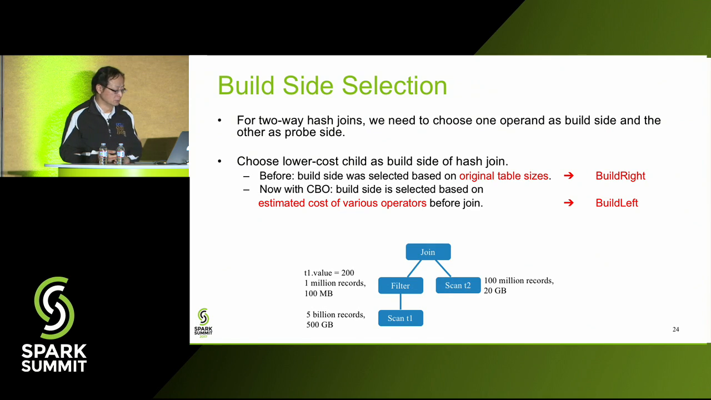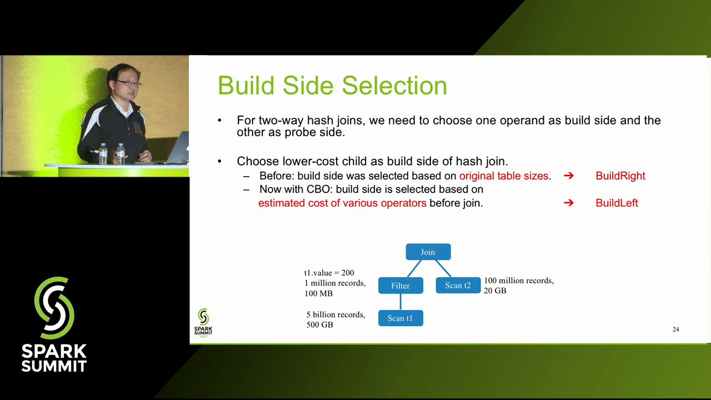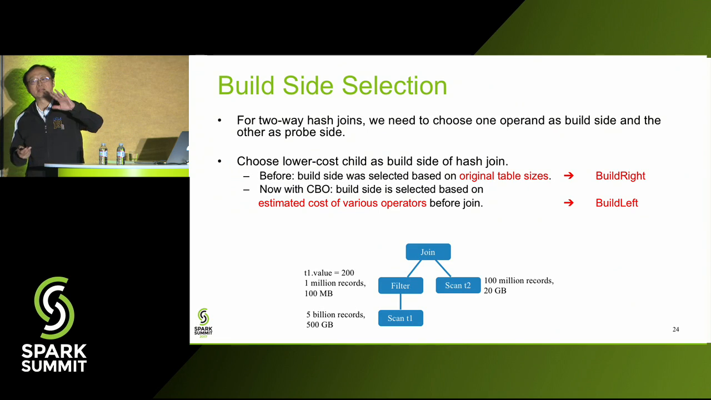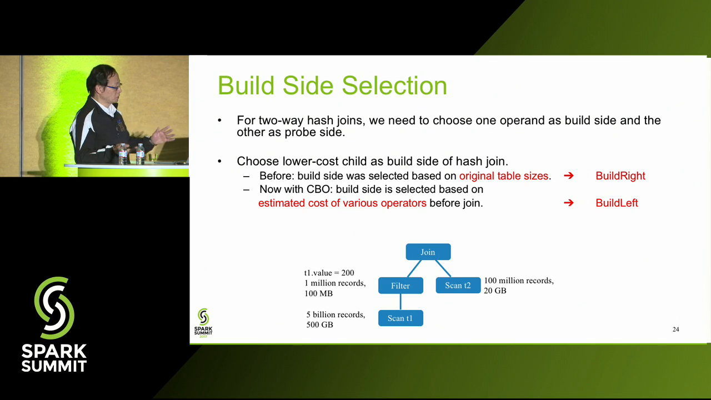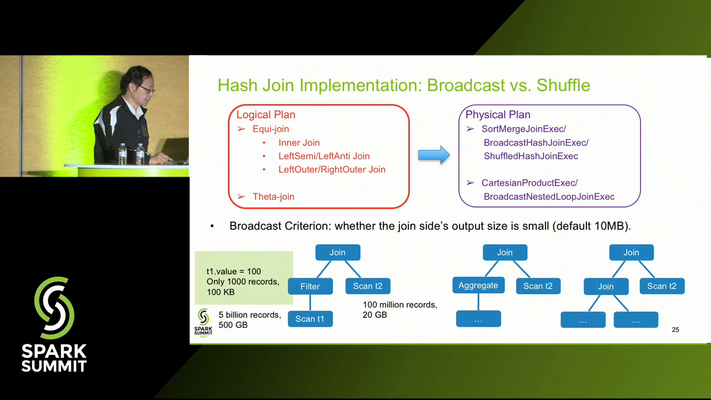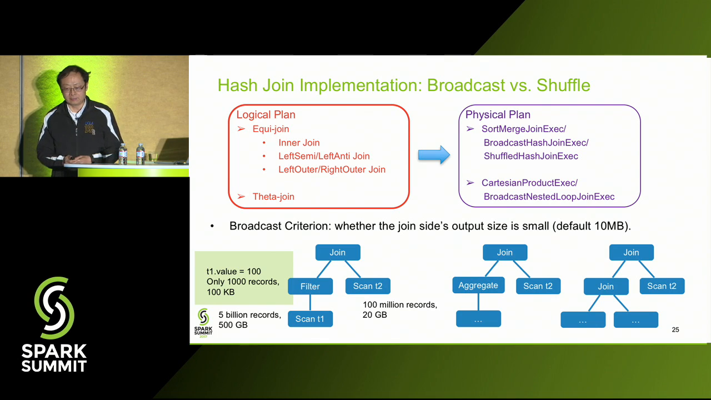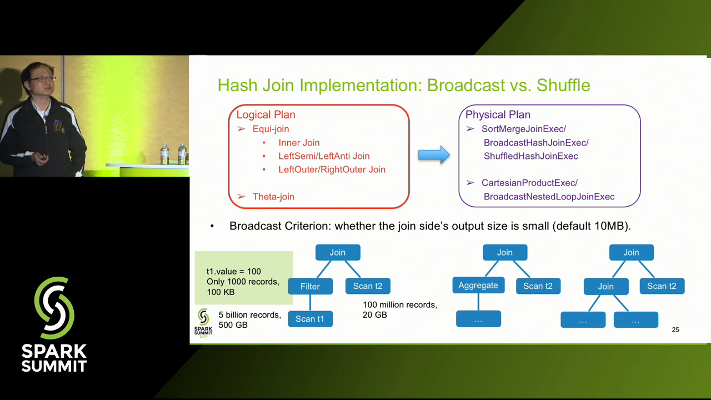With Apache Spark 2.2, we also estimate the output of the filter operator, and here the filter is very selective, with only 1 million records meeting the condition. So now the left side is actually much smaller than the right side, right before the join happens. For this case, CBO would choose the left side as the build side. The next thing is that we also try to decide if we can use a broadcast join.